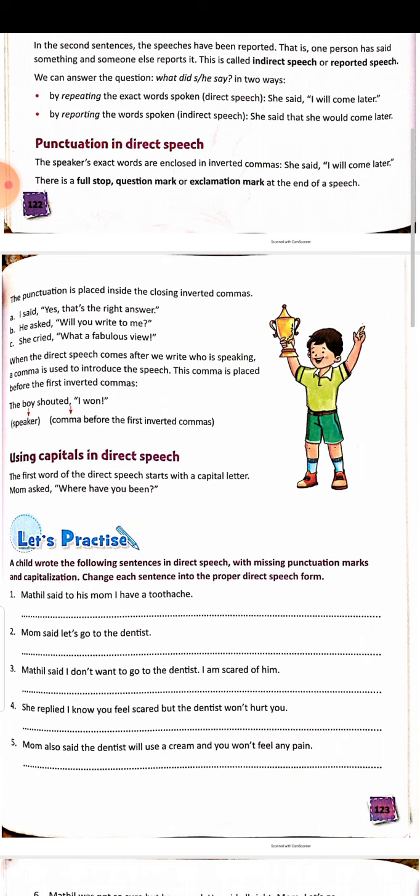Using capitals in direct speech. When we use the capital letter, the first word of the direct speech starts with the capital letter. Mom said, then we have to put the inverted comma. After the inverted comma, we have to start with the capital letter only, because it is starting another sentence.